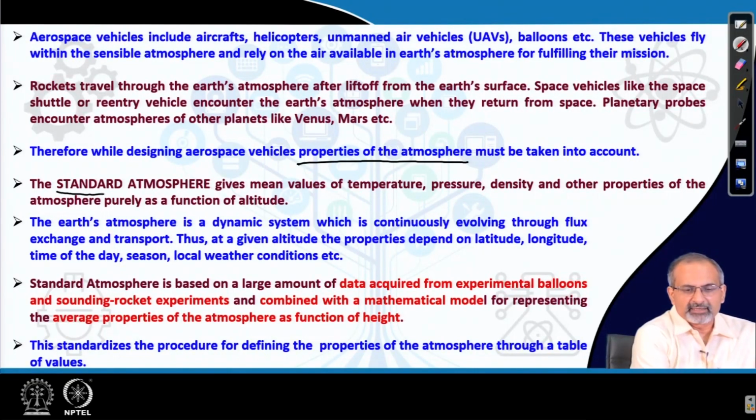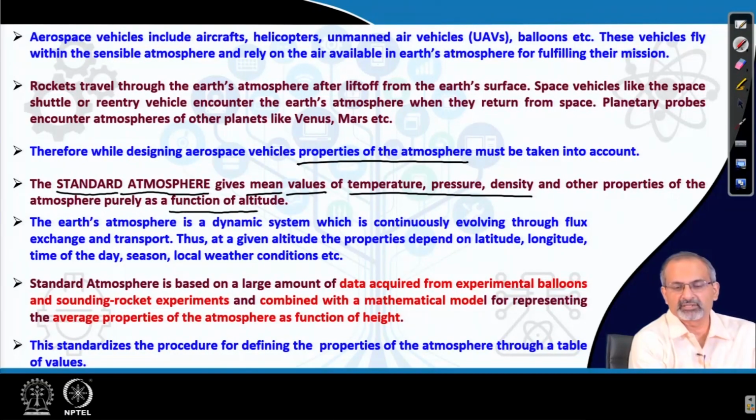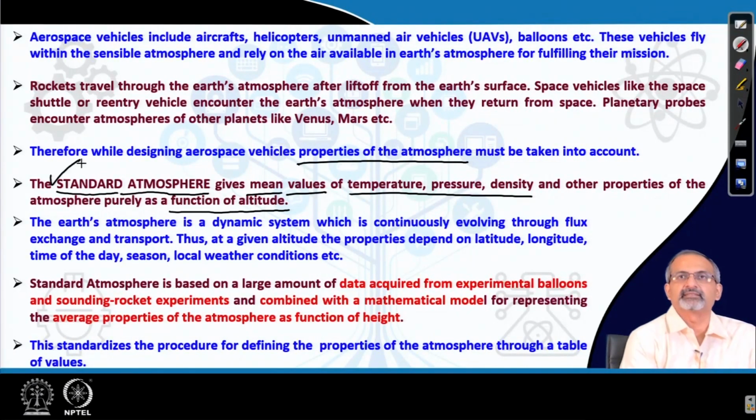So, when you talk about a standard atmosphere, what does it mean? What does it provide you? It provides you mean values of important properties of the atmosphere, including temperature, pressure and density, the three most important ones, and they are provided purely as a function of altitude. So, you might be wondering, does it work equally well all around the Earth? Yes, that is the process of standardization, and that adds to the convenience, because it is not location specific. It works equally well across the Earth when we do design calculations.